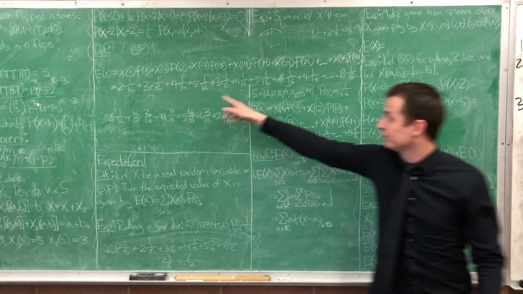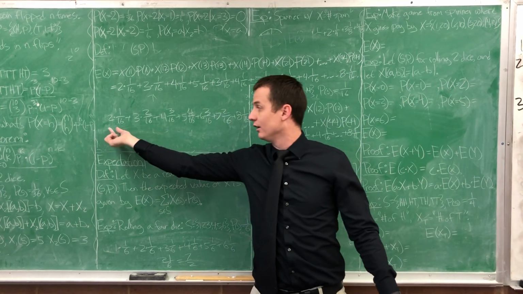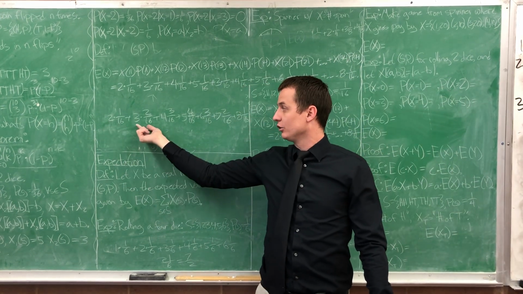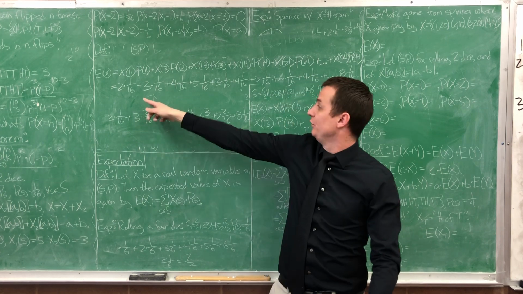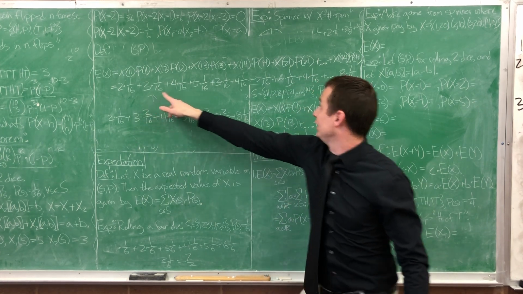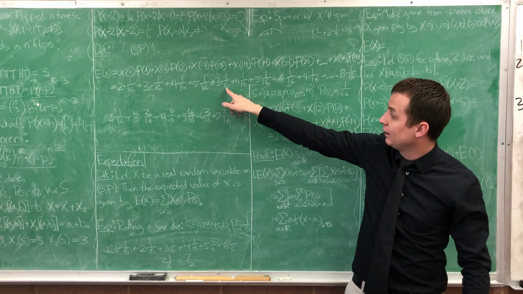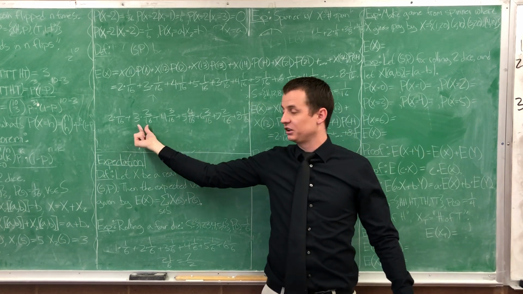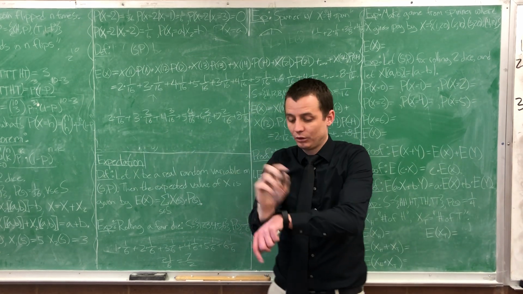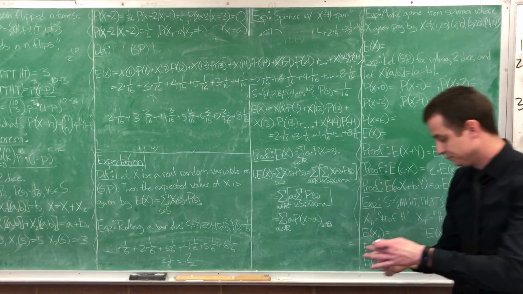Rather than having them all listed out like this, group all the ones that have a like coefficient. So group all the 3's together. If we looked up here, we would have had 3 times 1/16 and 3 times 1/16. That showed up twice. Group those together. That's all we're doing. Okay, so here's the proof.